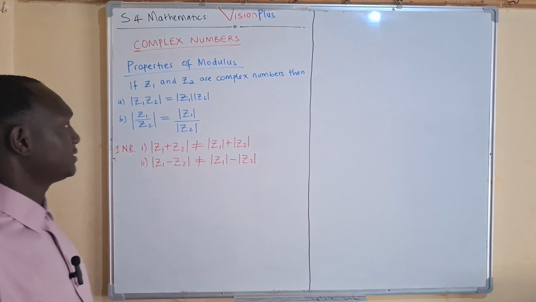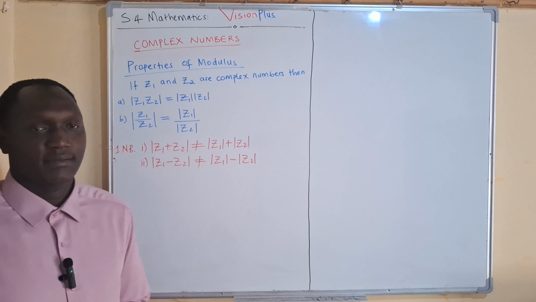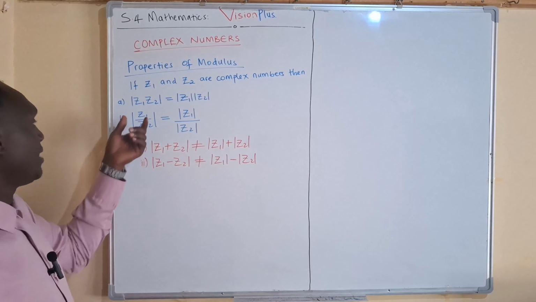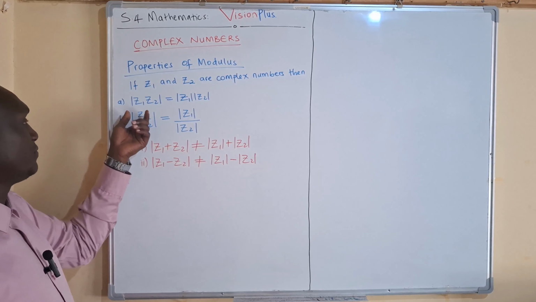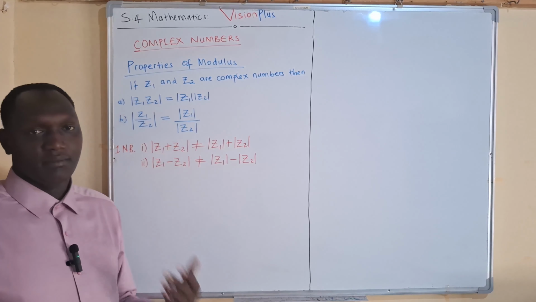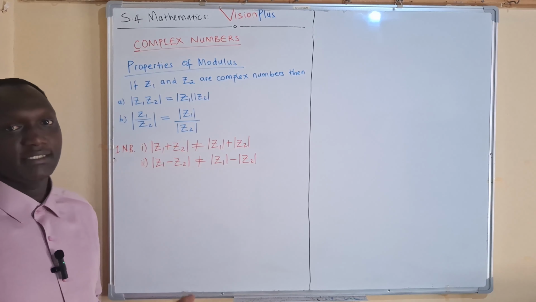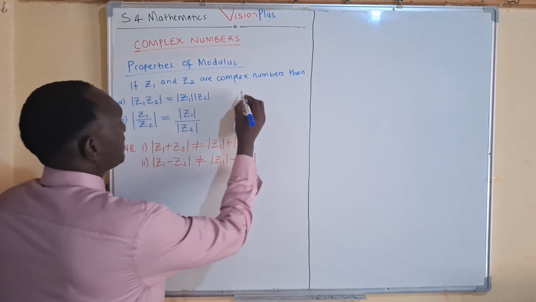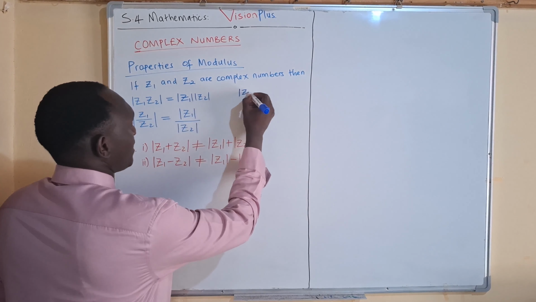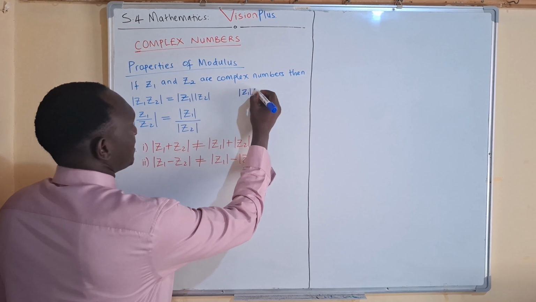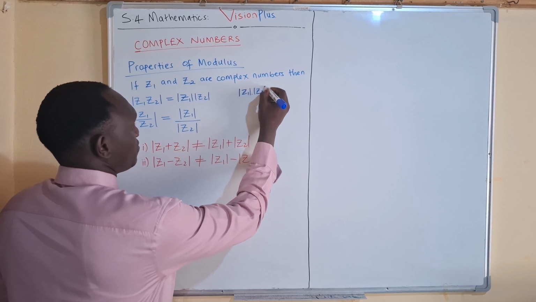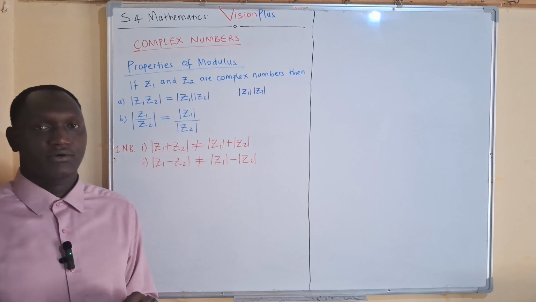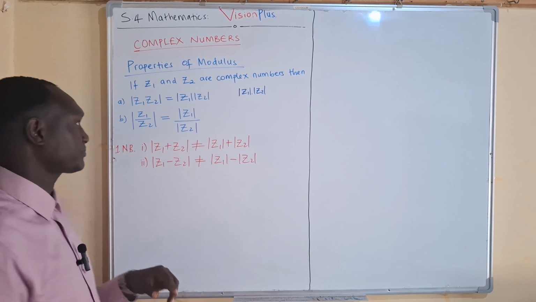We are now looking at properties of modulus of a complex number. If you are given two complex numbers, say Z1 and Z2, then the magnitude of Z1 Z2 is the same as the magnitude of Z1 times the magnitude of Z2. It is a product of the magnitudes of the two complex numbers.